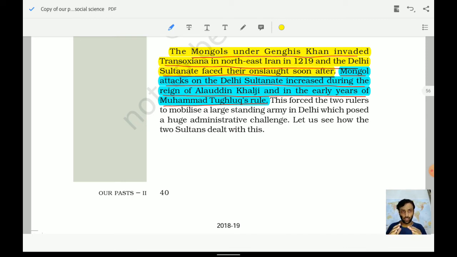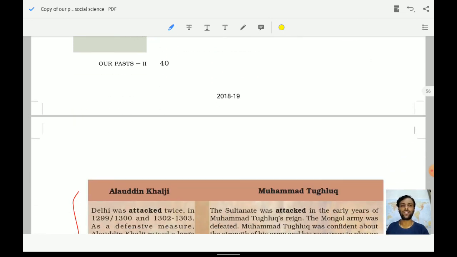Hence, Iltutmish was able to save India from the invasion of the Mongols. Right? So Mongol attacks on the Delhi Sultanate increased during the reign of Alauddin Khilji and the early years of Muhammad Tughlaq's rule. So we will see who the attackers were and whether they were defeated by the Delhi Sultanate or not. We will see all these in the next chapters.